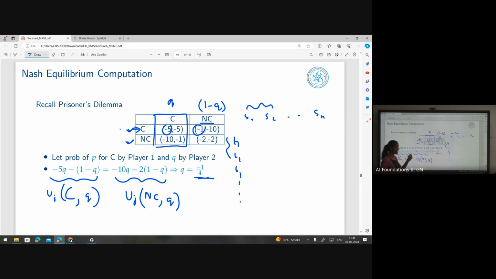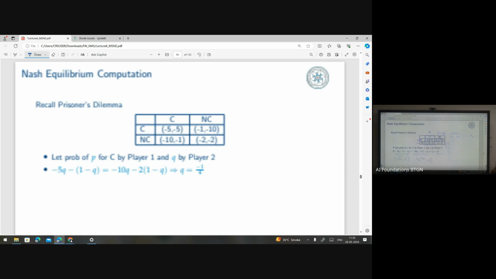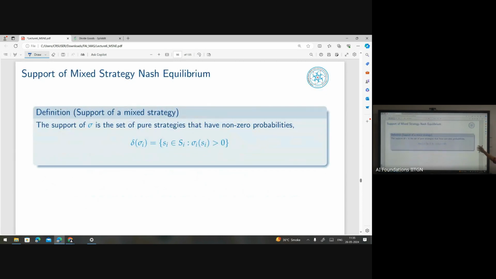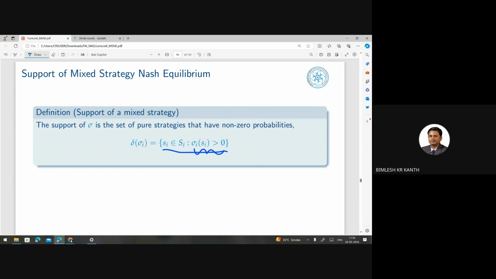Okay. So that's the next slide, wherein we define something called the support. So support will tell me the set of strategies where I should equate. Support defines the set of strategies where I should ensure that the utilities are the same across all these strategies. And therefore, I assign positive probabilities to these and no probability to the strategies that are not in my support. So how is this being violated in the prisoner's dilemma?